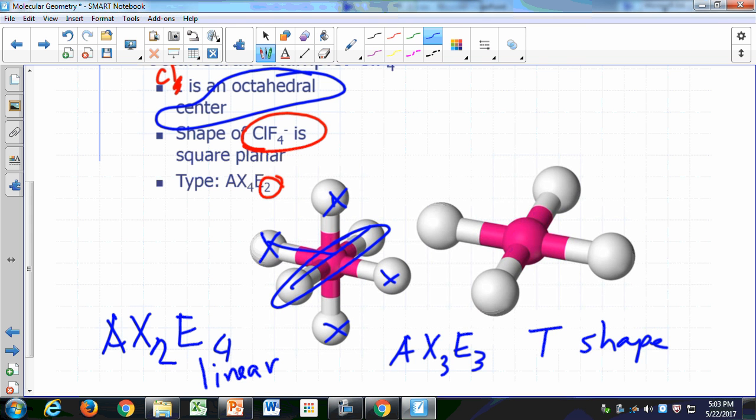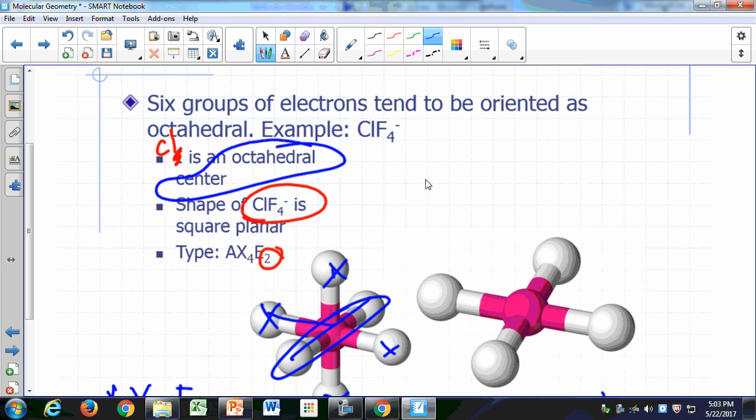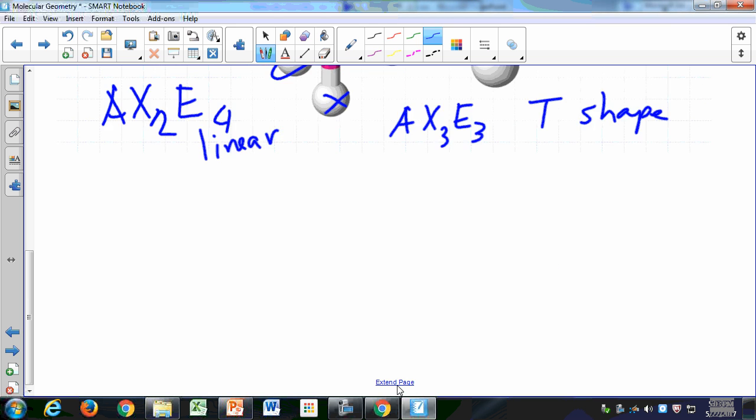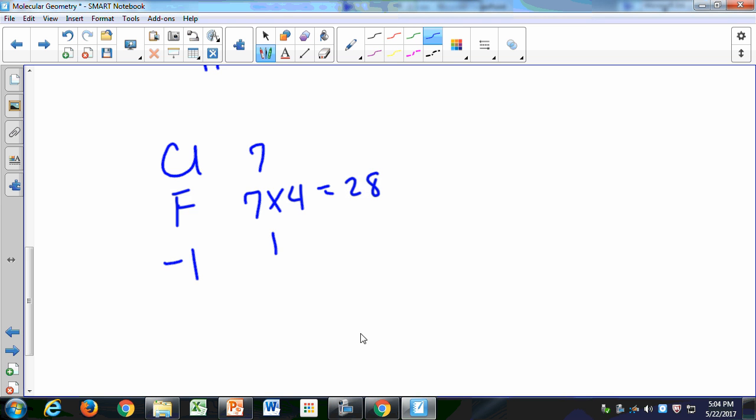In all of these cases, you have an octahedral center with 6 groups sticking out of your central atom. So how did we figure out ClF4 minus has 6 groups sticking out of it? Let's do Cl, 7 valence electrons because it belongs to group 7, a halogen. Fluorine has 7 also. There's 4 of them. That gives you 28. And then -1 charge means 1 more electron. So 28 plus 7 plus 1 would be 36 electrons.